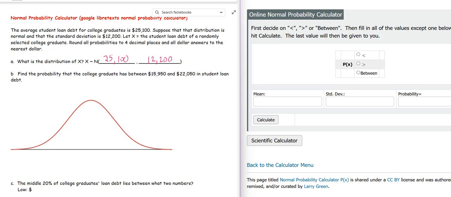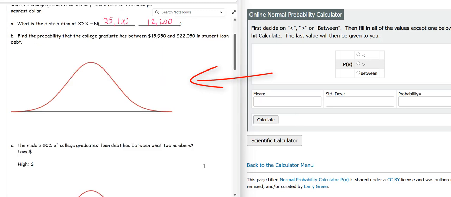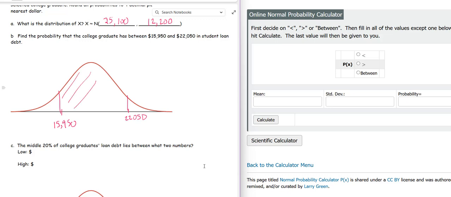Now for the rest of the problem, I'm going to be using the online normal probability calculator, which you can find by Googling it, or I'll also put a link in this problem. So for part B, we want the probability that a randomly selected college graduate has a debt between $15,950 and $22,050. So those numbers are going to be down here on the x-axis, and we want the area underneath the curve between those two numbers.